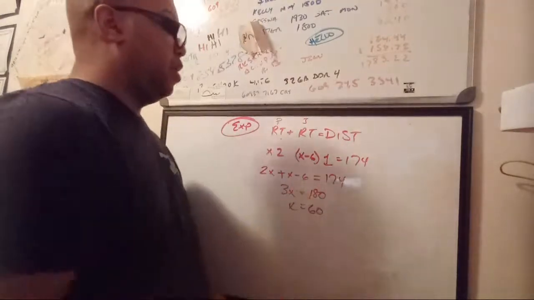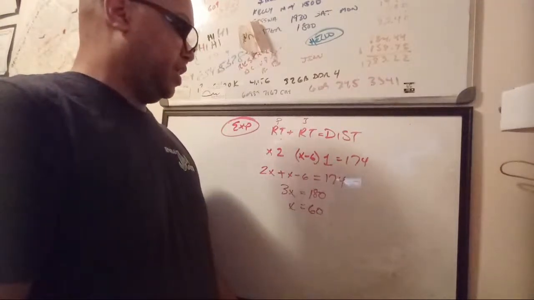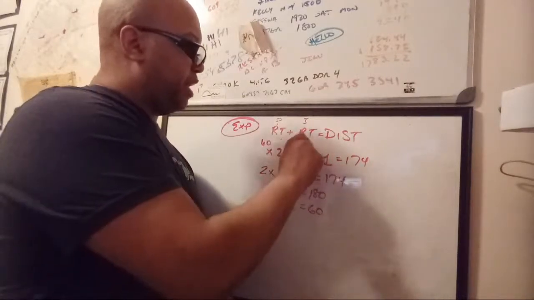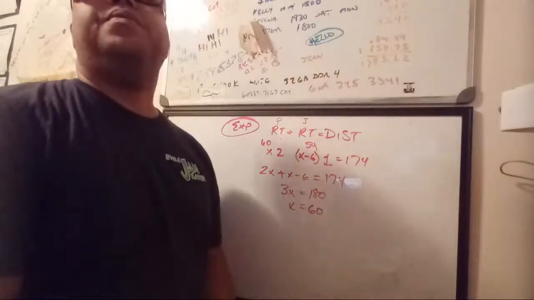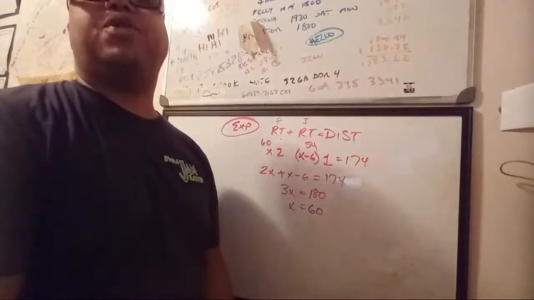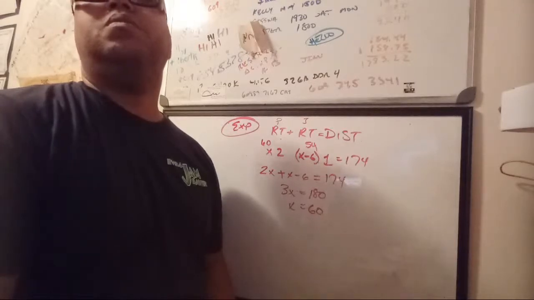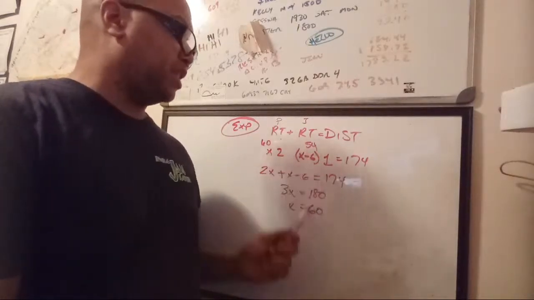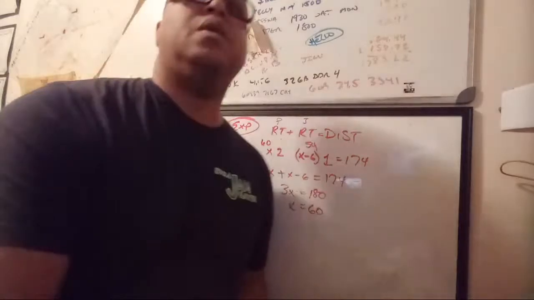All right. So x is equal to 60, which means parity speed is 60 and JD speed is 54. Now, did we answer the question? What was parity's speed? It was 60 miles per hour. But you have to understand, if they asked you for JD's speed, it would be 54 because it's x minus 6. Yes. Okay.